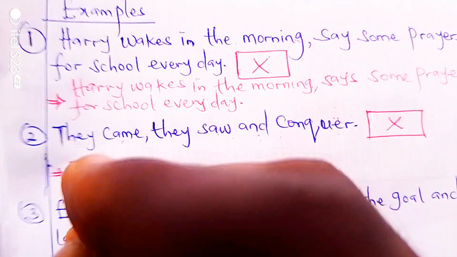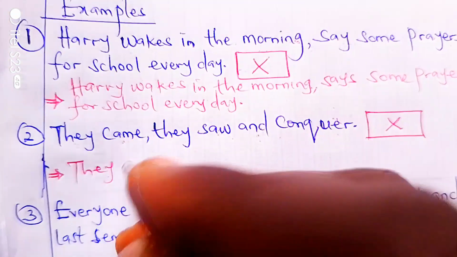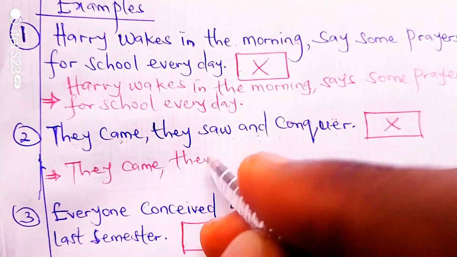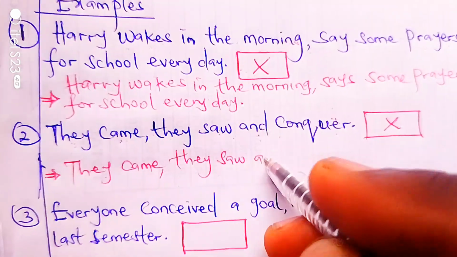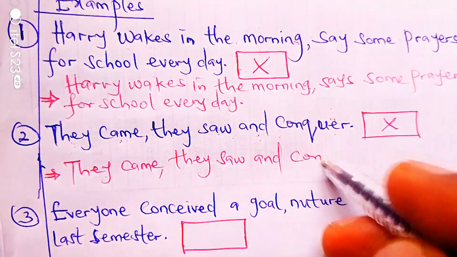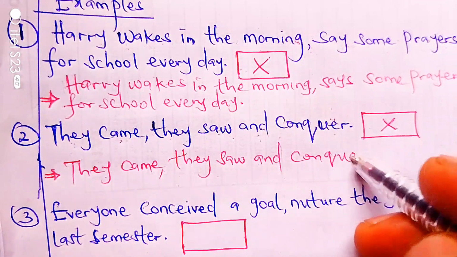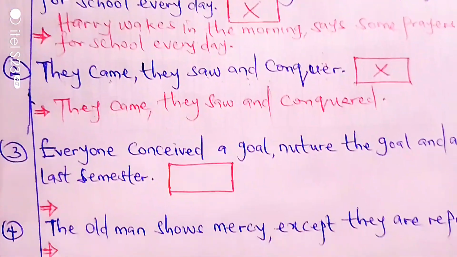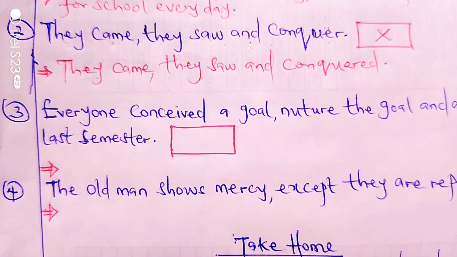So that's why it should be. This is the correct usage. This we put in the parallel structure. They came, they saw, and they conquered. So let's look at the next one.